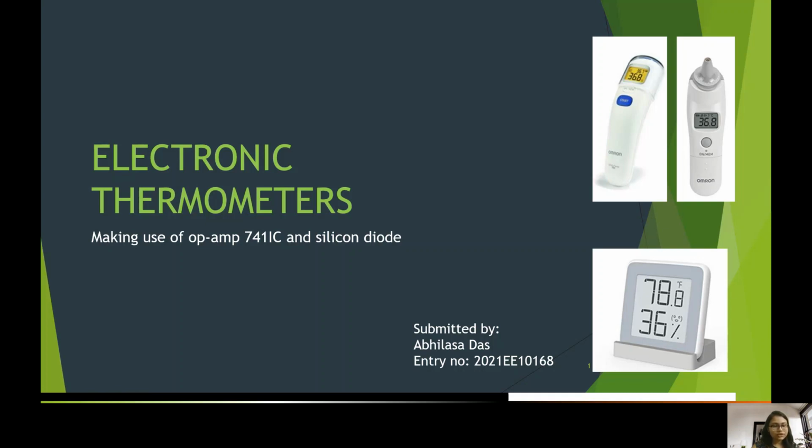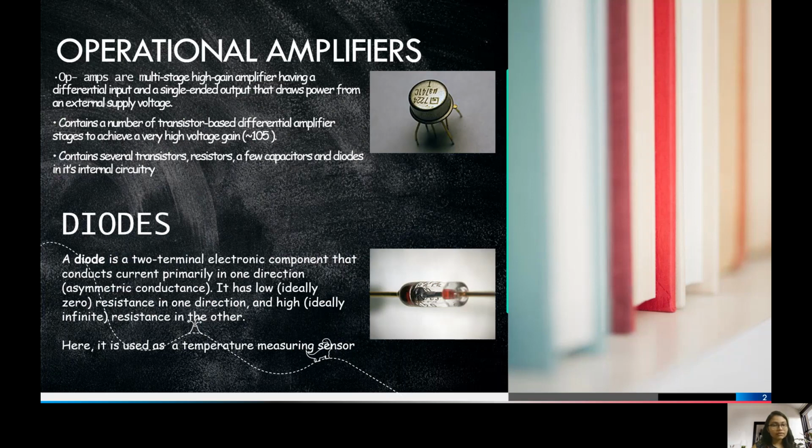The topic of this presentation is electronic thermometers, which make use of op-amps and silicon diodes in their internal circuitry. Op-amps are multi-stage high-gain amplifiers having a differential input and single-ended output, which draw power from an external supply voltage. They contain several transistors, resistors, a few capacitors and diodes in their internal circuitry.